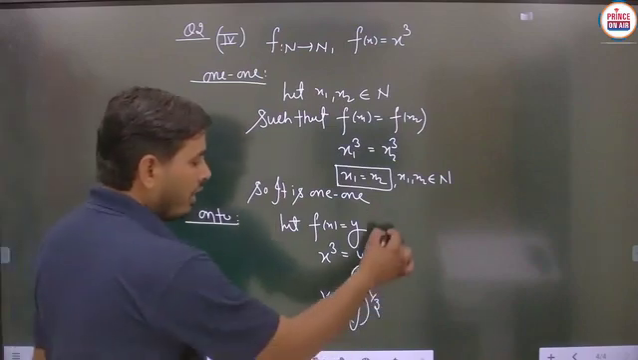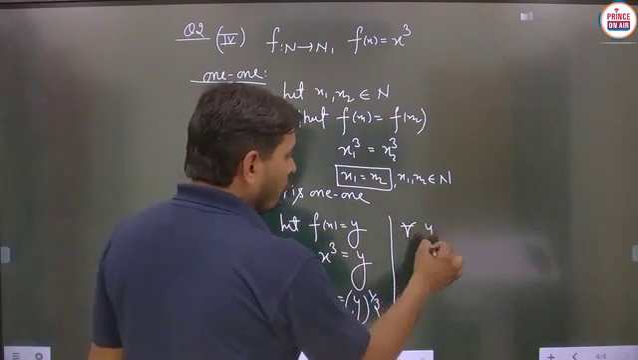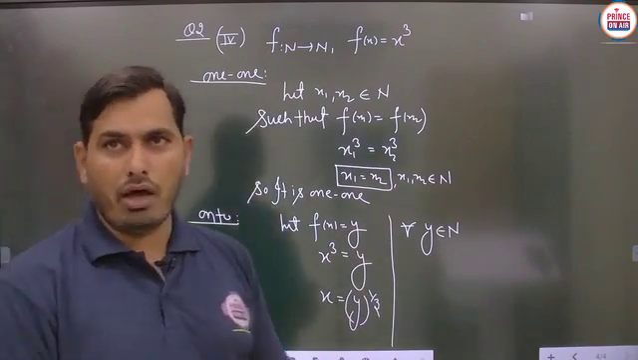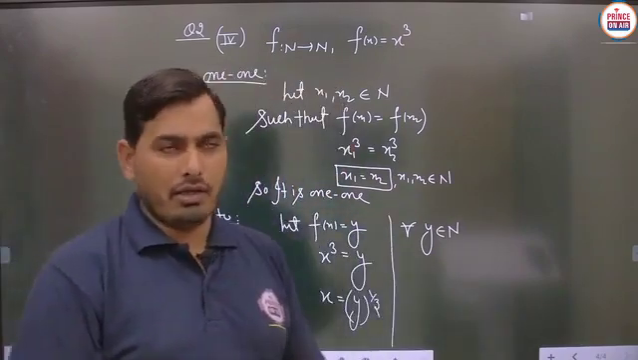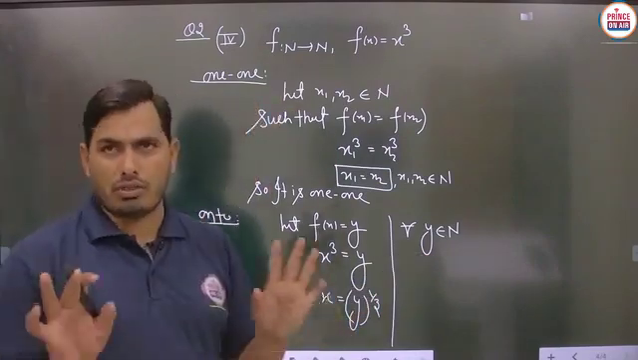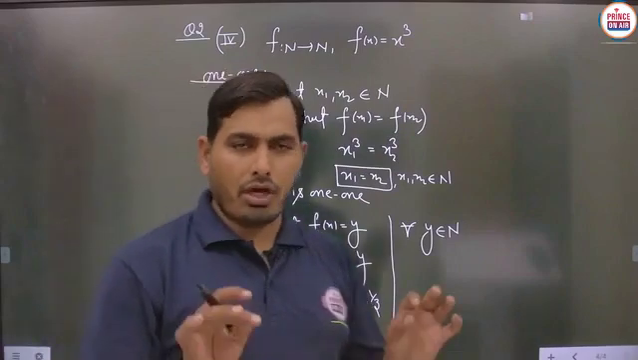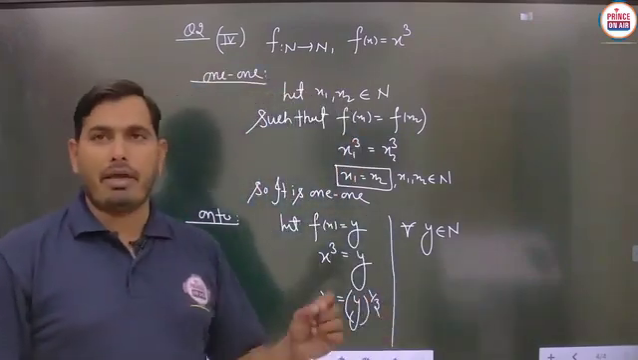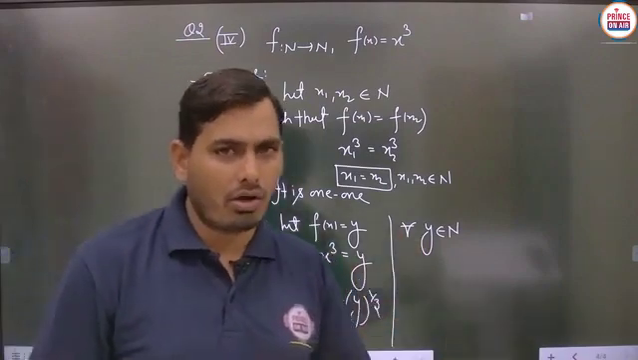So you can say that for all y belonging to the natural numbers, the cube root of any natural number should be a natural number or not. We have to see this thing. Is it clear? For the onto function, we just have to check whether the codomain element has a pre-image in the domain or not. Is it clear?